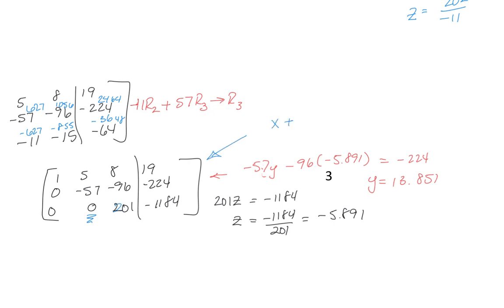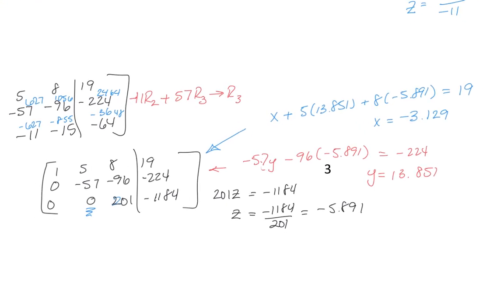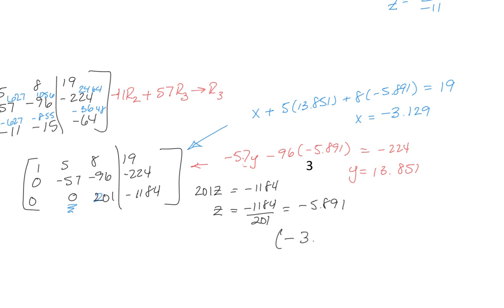I'm going to put it into my top row. So x plus 5 times that 13.851 plus 8 multiplied by the negative 5.891 is equal to 19. So I get my x to be a negative 3.129. So my answer, as an ordered triplet, is negative 3.129, 13.851, and negative 5.891.